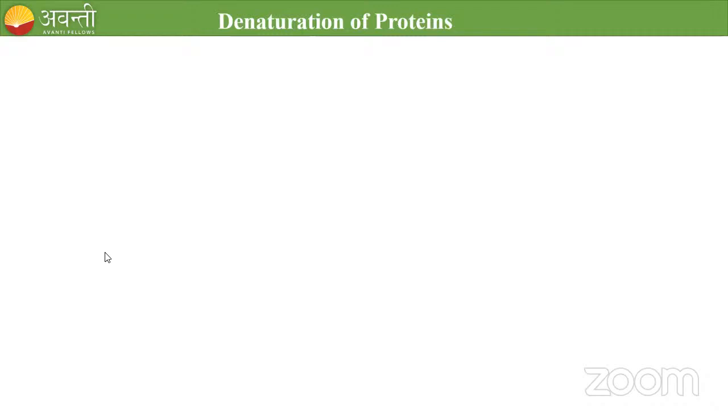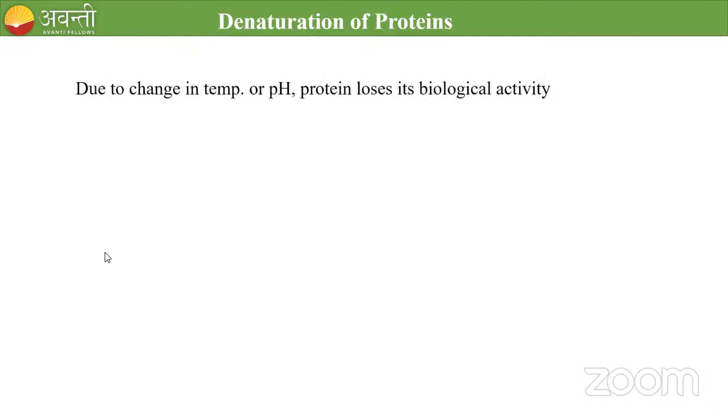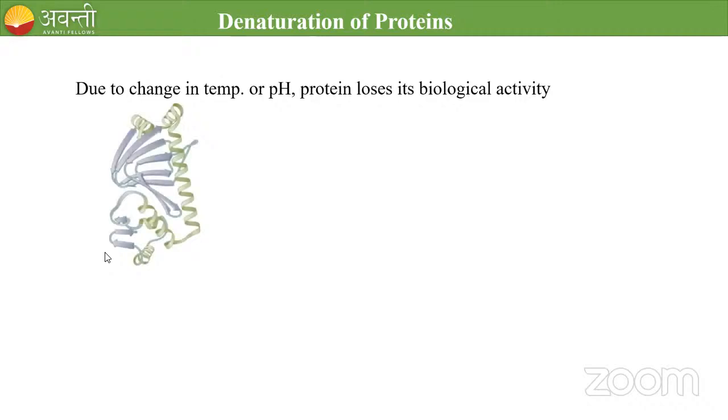The name of the topic is denaturation of protein. What is meant by denaturation? If you increase the temperature or if you increase the pH, not only increasing, you can decrease also. If you increase or decrease the temperature and if you increase or decrease the pH, the protein will lose its biological activity. There is one biological activity for each protein, right? So if you change the temperature or the pH, the protein will lose its biological activity. Okay, this is the functional protein, which has its biological activity.